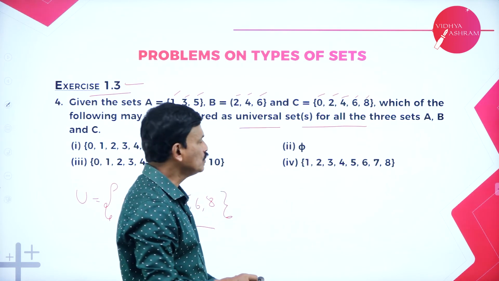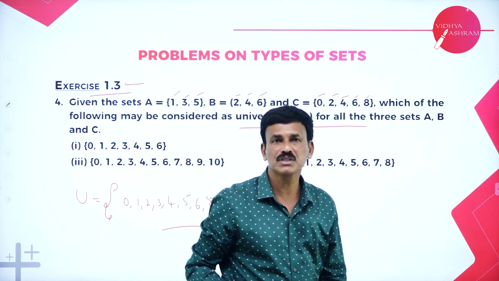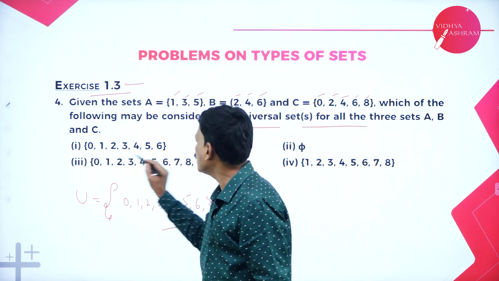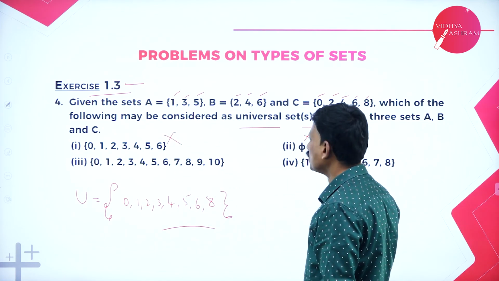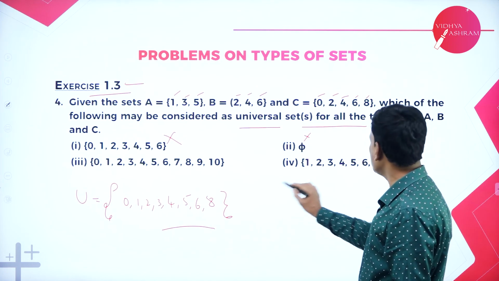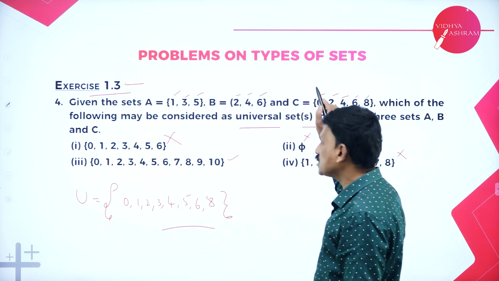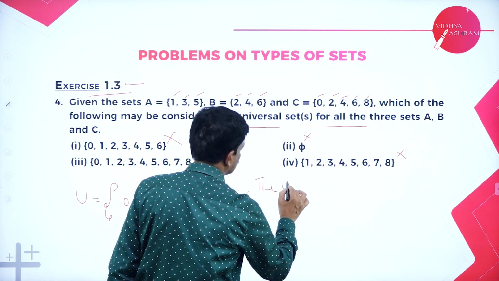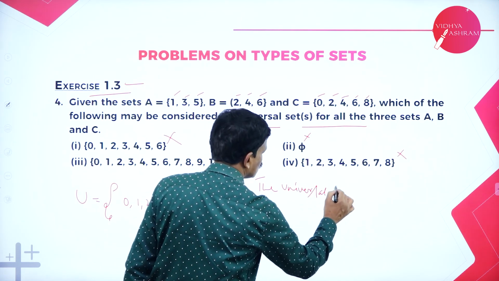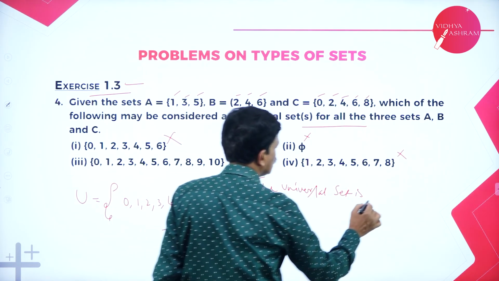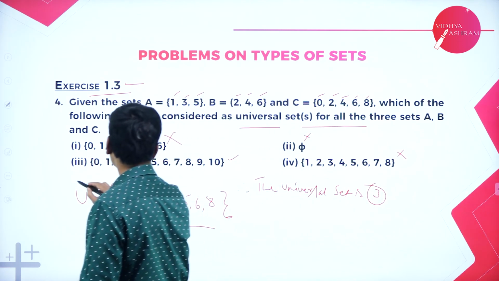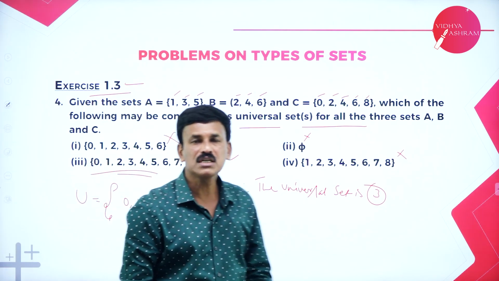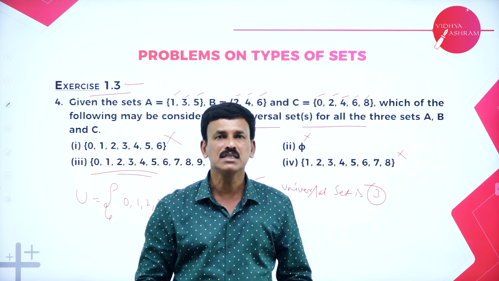Now among these we have to check which of the following is a universal set for this. Now see here, in the first set we have 0, 1, 2, 3, 5 but 8 is not there. This is not a universal set. If you consider this here, 0 is not there, so this is also not. Therefore the universal set is the third option. This is the universal set for the given sets, which contains 0 to 10. Okay. These are a few problems based on the sets and the subsets.